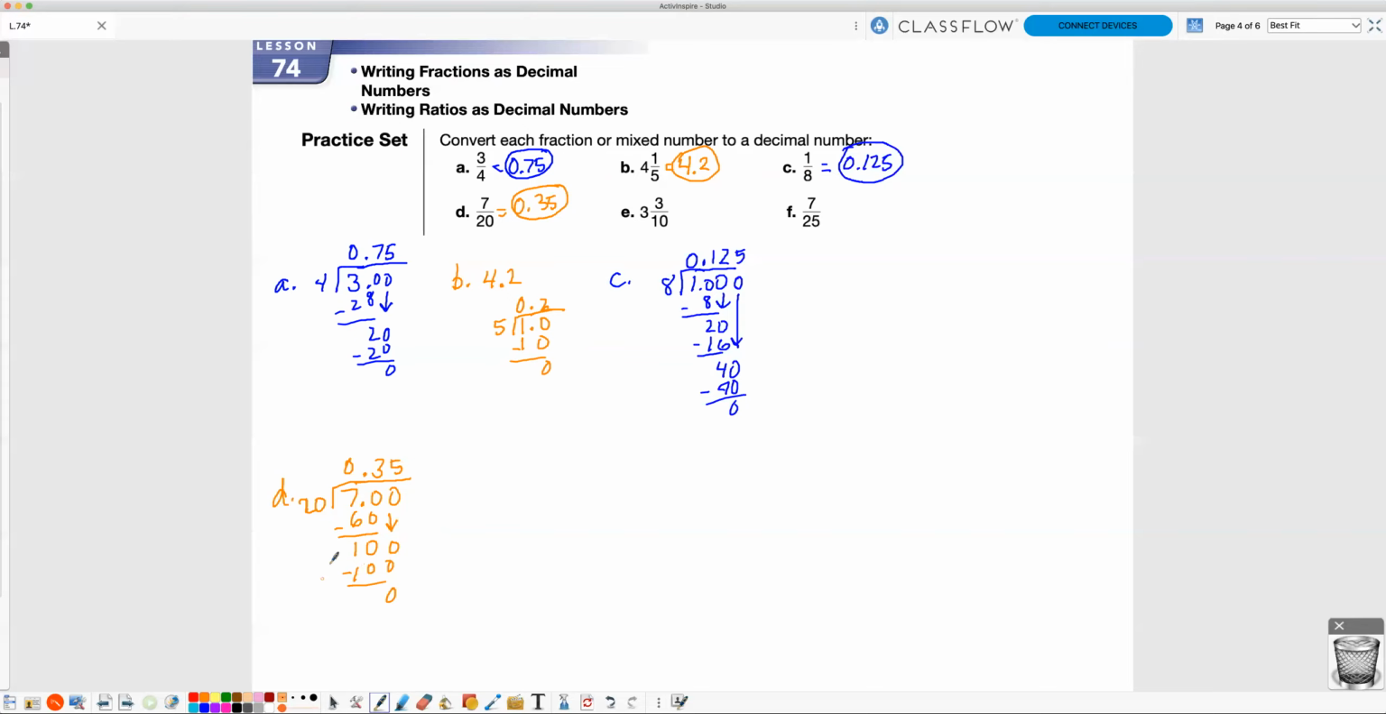Another thing you could do, if you weren't just dividing it, you could recognize that 7/20 is the same as something over 100. And I could see that I could multiply that times 5, and I could multiply this times 5, and that would be 35 hundredths. And if you know how to read that fraction, you know that 35 hundredths looks like that. So you could look at it that way as well if you wanted to.